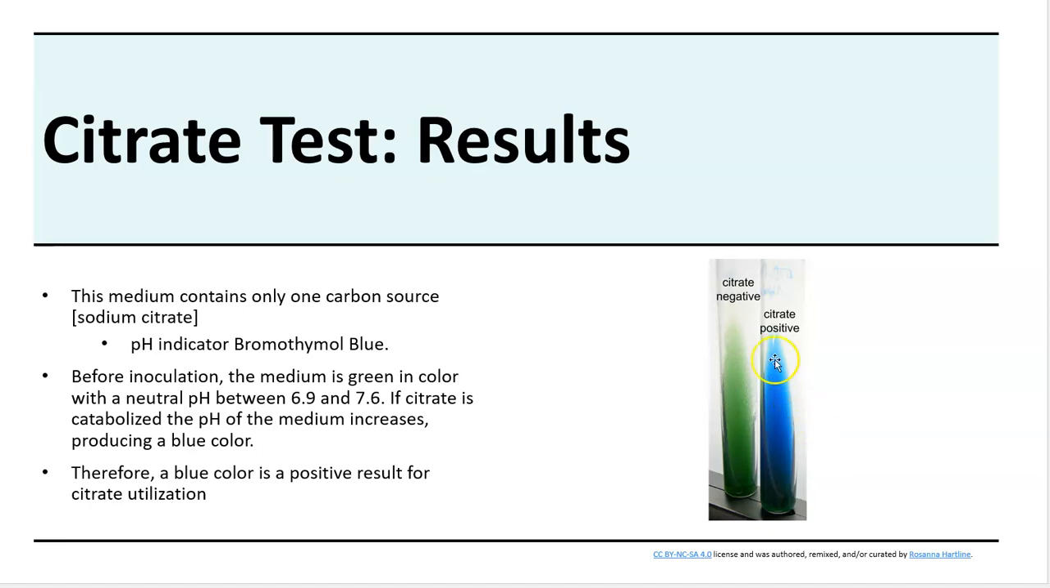However, if we put a bacterial sample in here that lacks the citrase and citrate permease enzymes, meaning it cannot use citrate as a source of carbon, then ammonia never gets released, the pH does not change, and the color does not change. And in that instance, it would be a negative result. So in the citrate test, blue is positive, green is negative.